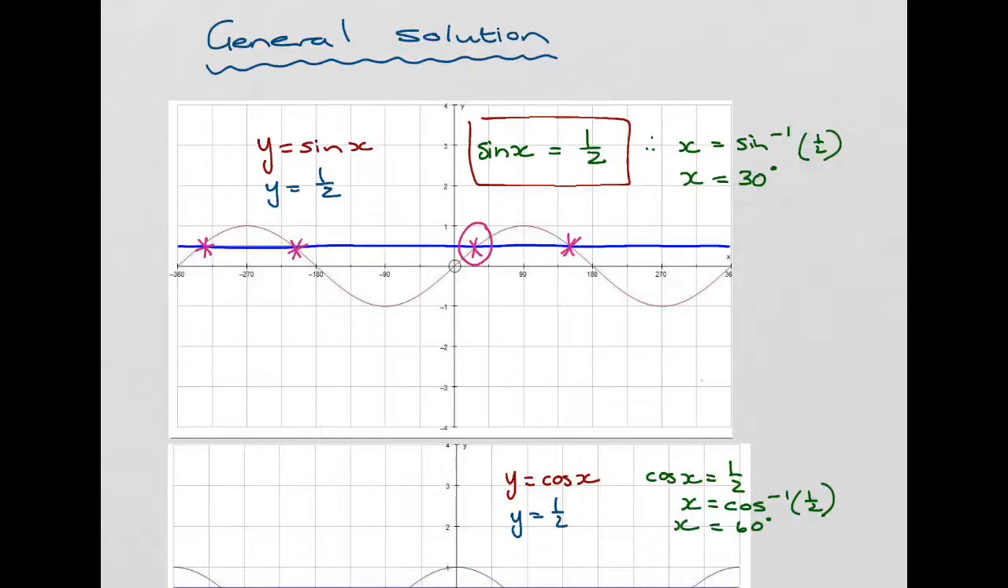And also, realistically speaking, we know that this curve is not just from negative 360 to 360, it's infinite. And so we can keep going from negative infinity to positive infinity. There's going to be an infinite amount of answers where this blue line is going to cross our sine curve, so where sine x is going to curve up and equal a half on a graph.